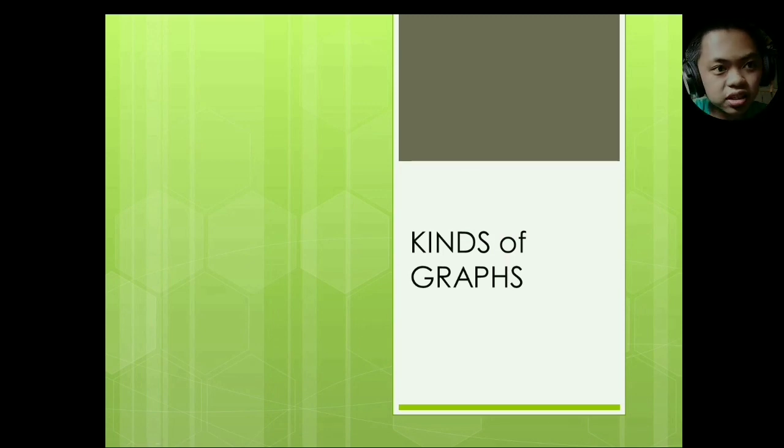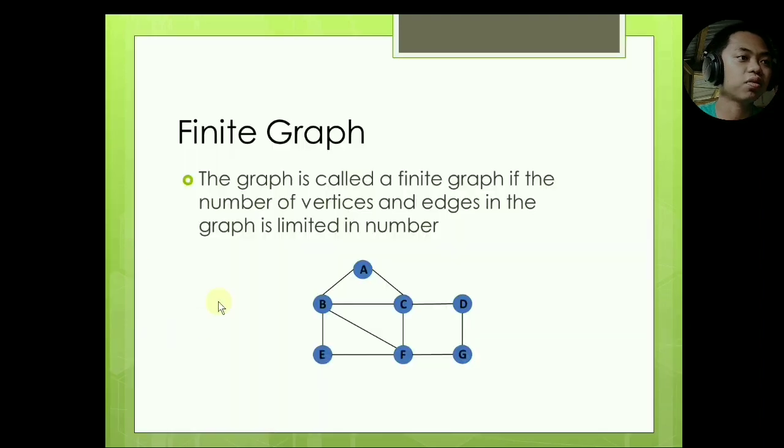Next, maghisgot na kita sa kinds of graphs. First is finite graph. The graph is called a finite graph if the number of vertices and edges in the graph is limited in number. So since limited, finite na siya, naay specific nga number of nodes o specific nga number of edges. Kini mao ang standard form of graph. Walay mga lawis-lawis, walay mga sobra-sobra nga edges.